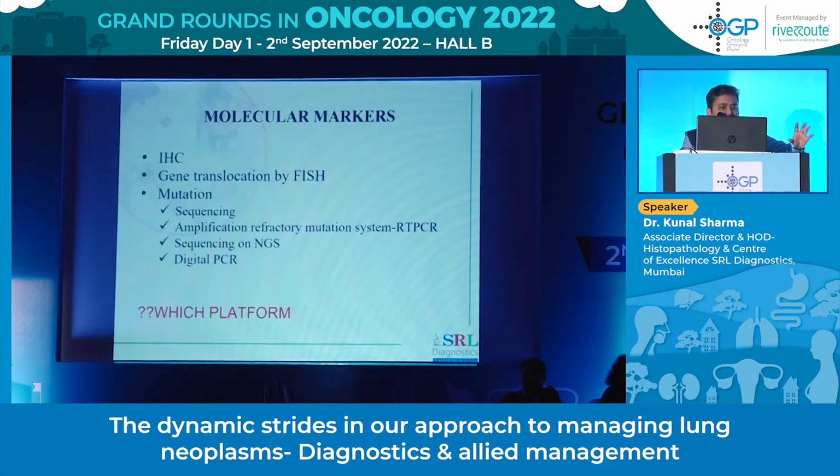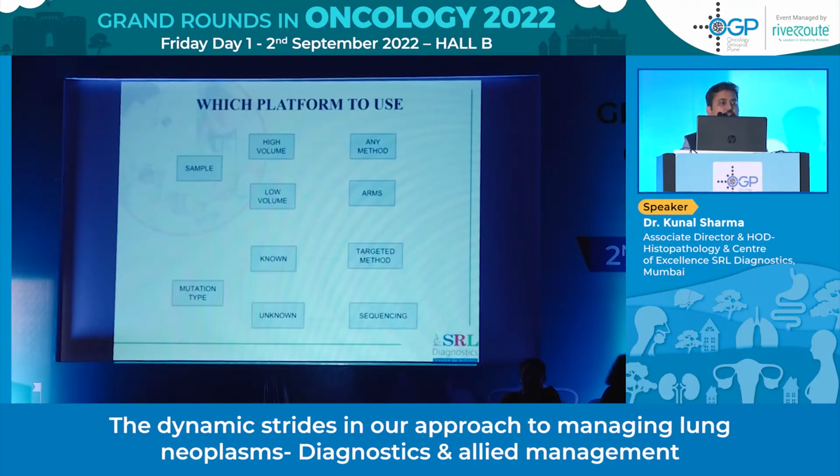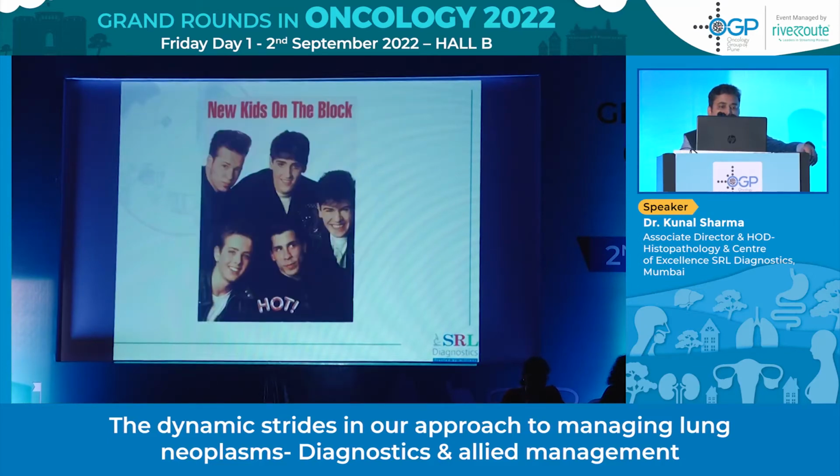So with this basic idea, the question that comes to our mind is that there are so many modalities of testing available. How do we go about deciding which modality or which platform we should use? Whenever a sample is of high volume, any method will give us the result. But the problem is, as I told you, tissue is the issue with lung cancer. So if you have limited tumor content, you need something that amplifies your tumor, and thus these kinds of testing are much more preferred. If the mutation type is known, you can use a targeted method like PCR. If the mutation type is unknown, a broad spectrum NGS would be a good way to go.